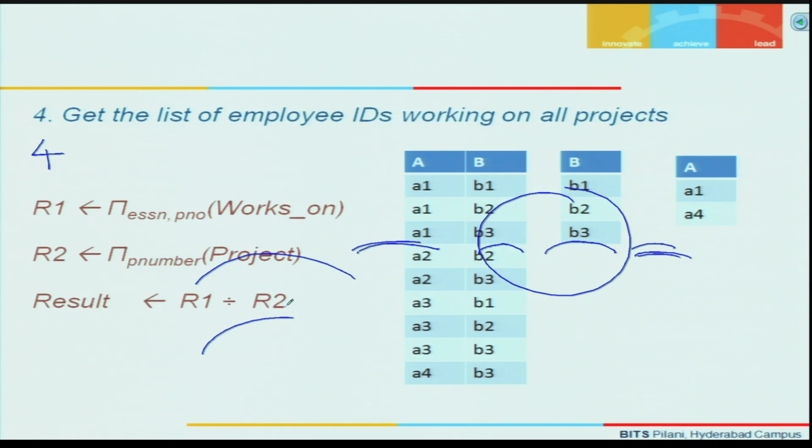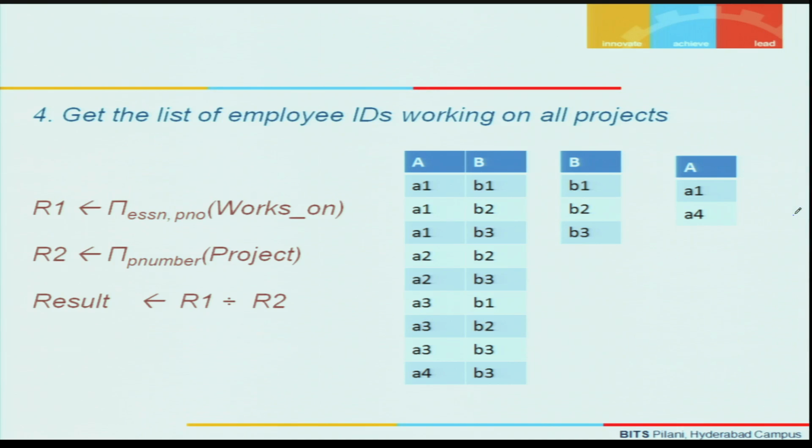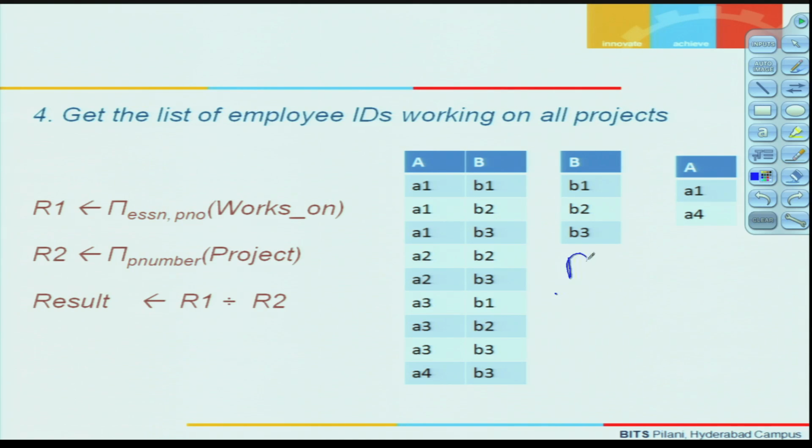This gives the projects which are controlled by the accounts department. Next we have a requirement: get the list of employees or employee IDs who are working on all the projects in the company. Here I need to do this using the division operator. First I will figure out the employees and project numbers. Let us assume that I have a relation R1 which has this schema: employee SSN and PNO, the project number.